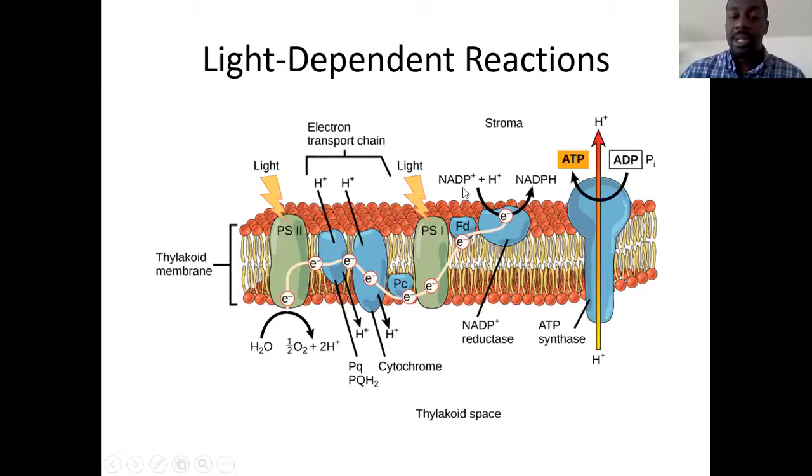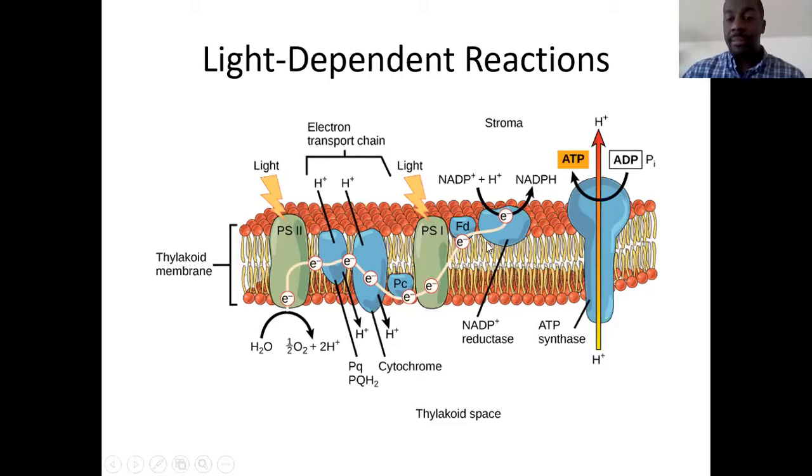What it's going to do is take NADP plus and a hydrogen ion and combine the two to form NADPH. And that is going to be one of our energy carrying molecules. That's going to be one of our products that we're forming here.